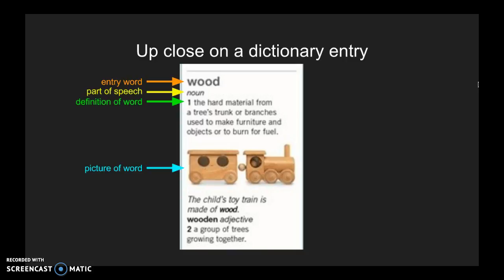We might see a picture that helps us understand what the word is. We might see a sentence using the word that helps us understand what the word means. In this case, the sentence says, "The child's toy train is made of wood." And sometimes we'll also see a related word. In this case, we see the word wooden, which is an adjective that is related to the word wood.